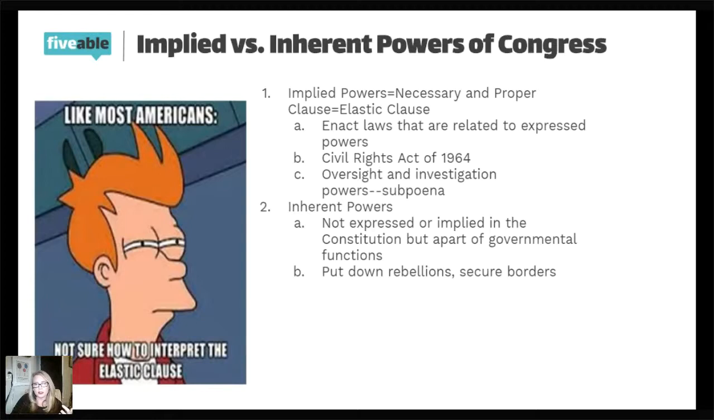All right, so inherent powers are different. They're kind of more similar, though, to implied powers than the enumerated powers. Here, it's not expressed, it's not even really implied in the Constitution, but it's just inherent in being a government. So you'll also talk about inherent rights. So if you're born, you have some God-given rights, is kind of the term. So you have some rights that you inherited, basically, as being a citizen. So these are powers that Congress has just because they are a government. So governments are supposed to be able to put down rebellions and secure borders. It's not in the Constitution. It's not even implied in the Constitution. It's just they must do that to be an effective government.